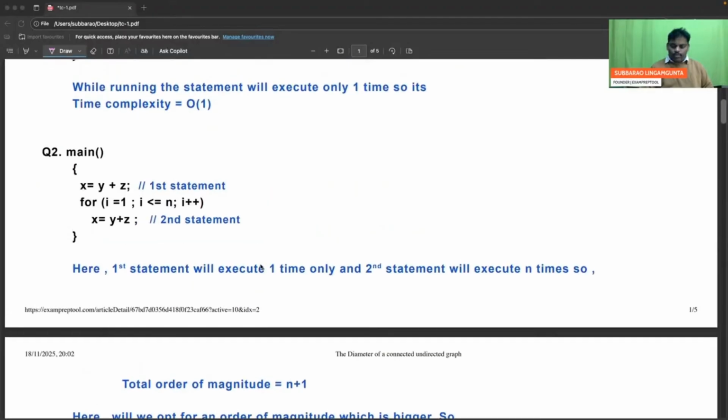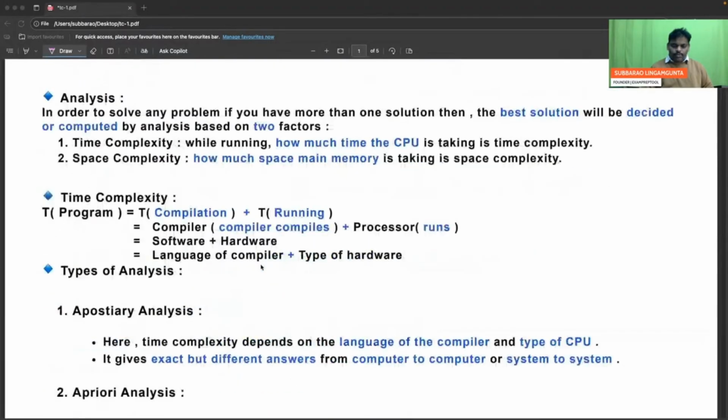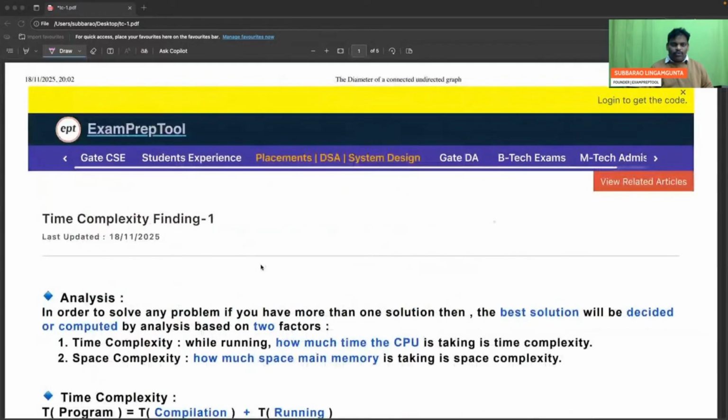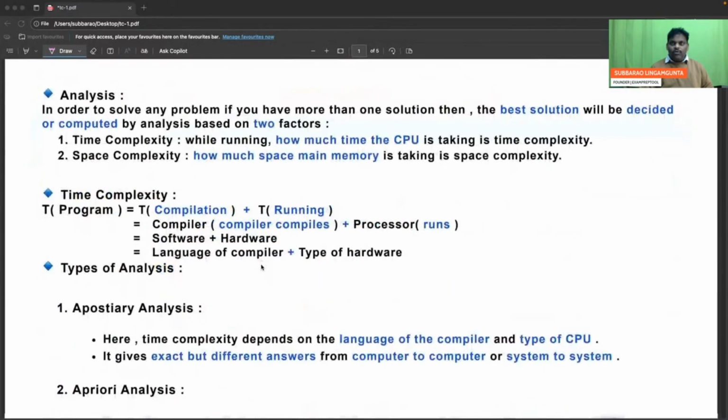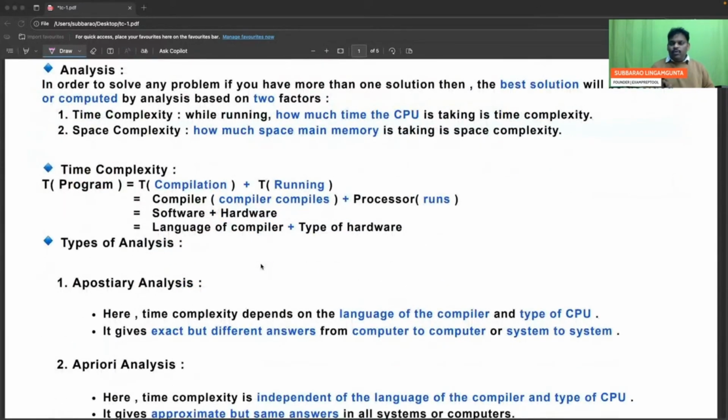Problems are also ready. 8 programs, not 1 or 2, 8 programs we are going to find out the time complexity. If you listen properly, there are 3 classes: today's class, tomorrow's class, and day after tomorrow's class. If you follow carefully, you will get to know how to find out time complexity. Just 3 lectures.